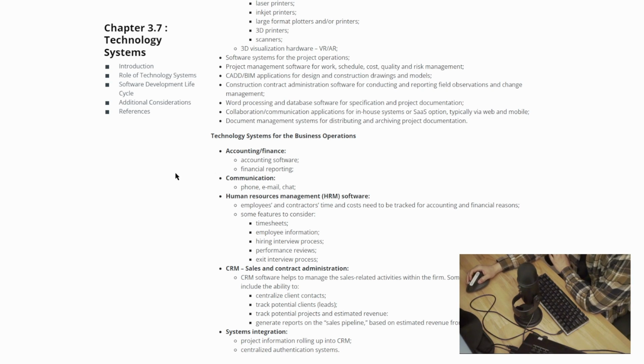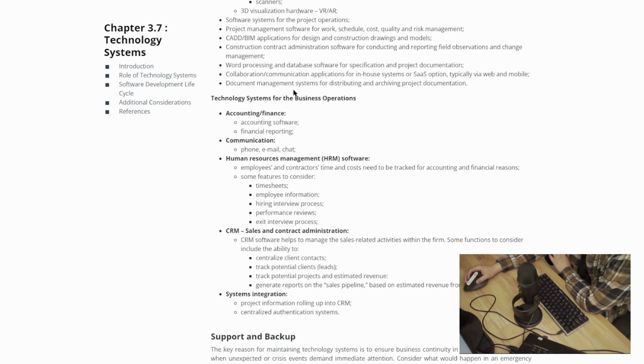construction contract administration software for conducting and reporting field observations and change management, word processing and database software for... SaaS option, typically via web and mobile. Document management systems for distributing and archiving project documentation.